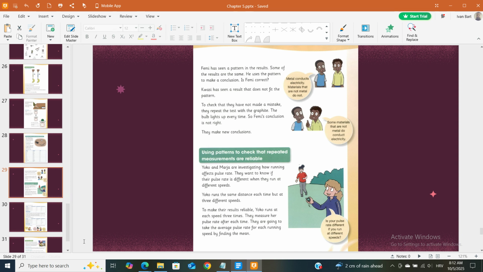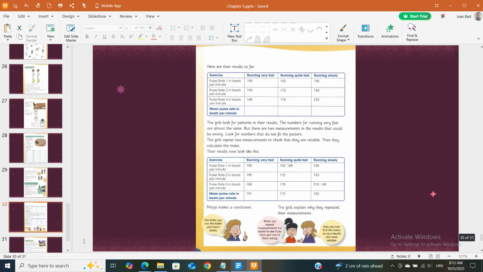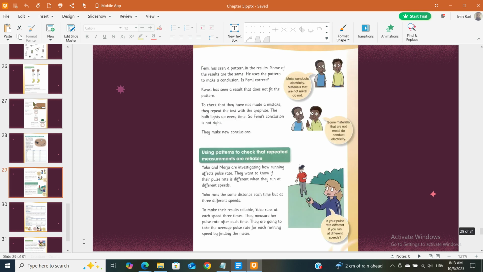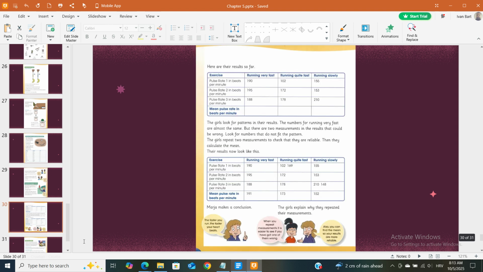To make their results reliable, Yoko runs at each speed 3 times. They measure her pulse rate after each time. They are going to take the average pulse rate for each running speed by finding the mean. Is your pulse rate different if you run at different speeds? Here are their results so far.